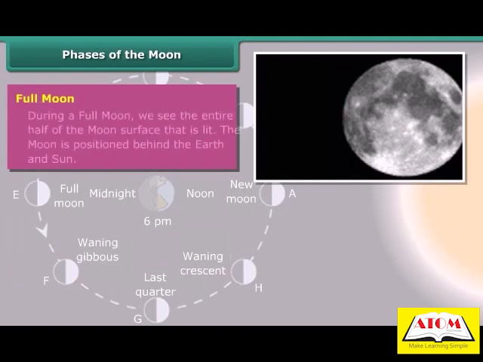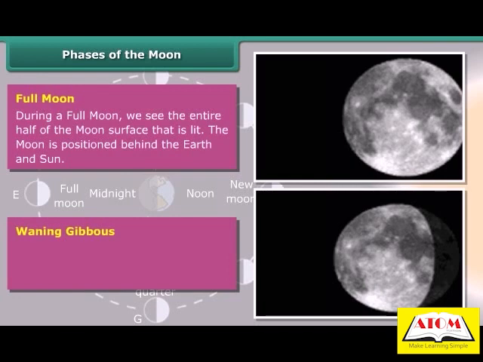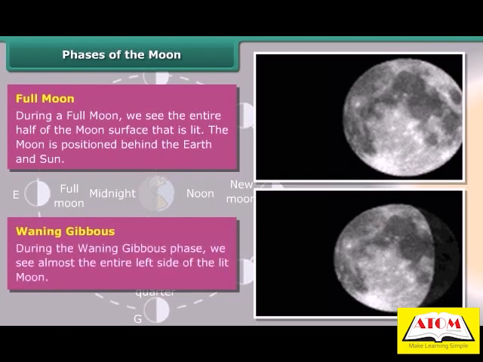Full moon. During a full moon, we see the entire half of the moon's surface that is lit. The moon is positioned behind the earth and the sun. Waning gibbous. During the waning gibbous phase, we see almost the entire left side of the lit moon.